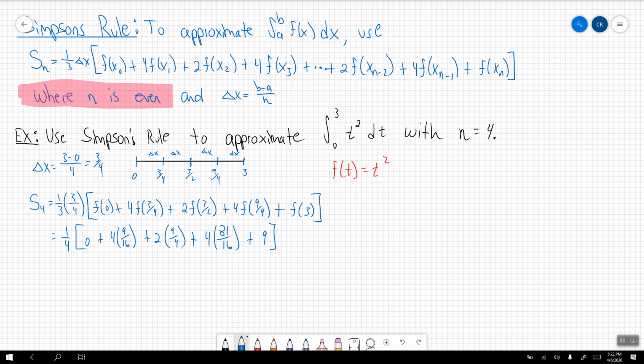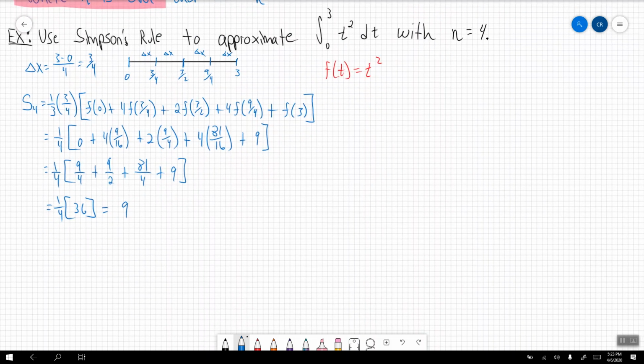Alright, so let's go through this. That's 1/4 multiplied by, let's see, 9/4 plus 9/2 plus 81 divided by 4, and then plus 9. So I'm going to go to my calculator and start entering all of these values, plus 81 divided by 4, and then plus 9. There we are. So I get 36 right in here, so this is 1/4 multiplied by 36, and this actually gets us 9, which, if you remember, is the exact answer.